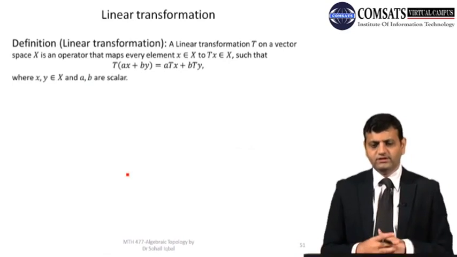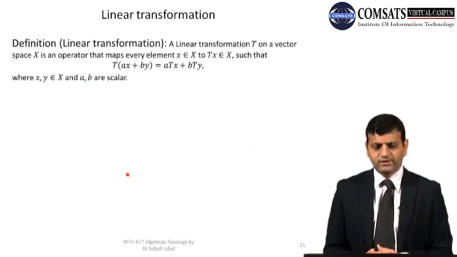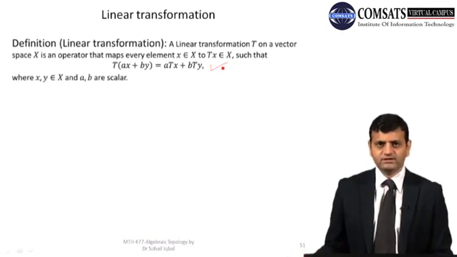So a linear transformation on a vector space X is an operator that maps every element X to Tx such that it satisfies the following condition. So linear transformation is just like homomorphism of groups. So in case of vector spaces, we have linear transformation. So this is basically a mapping which preserves the two operations on the vector space, so scalar multiplication and addition.